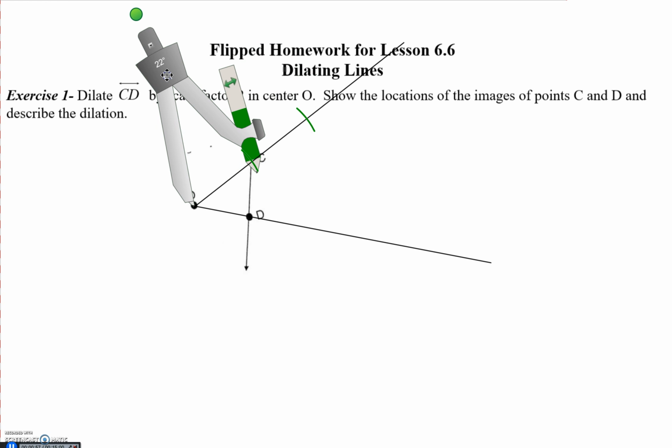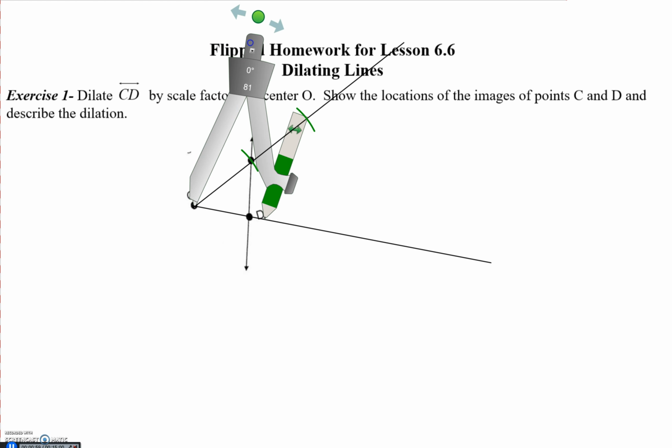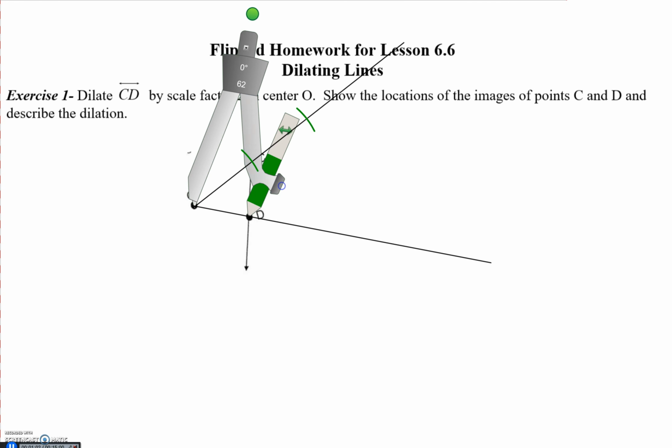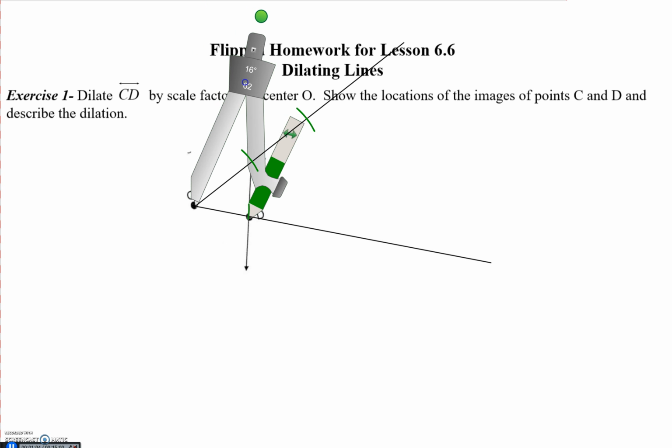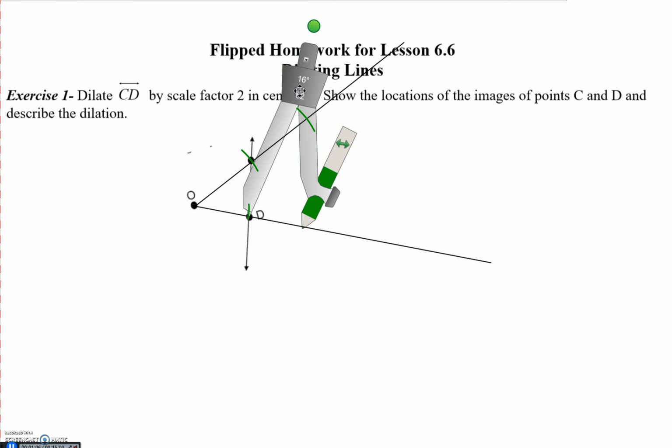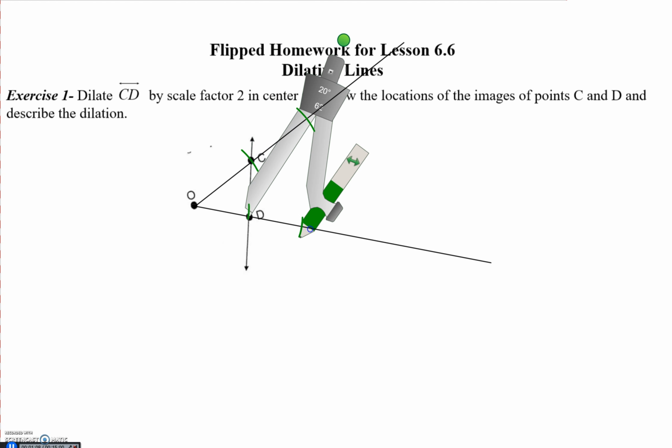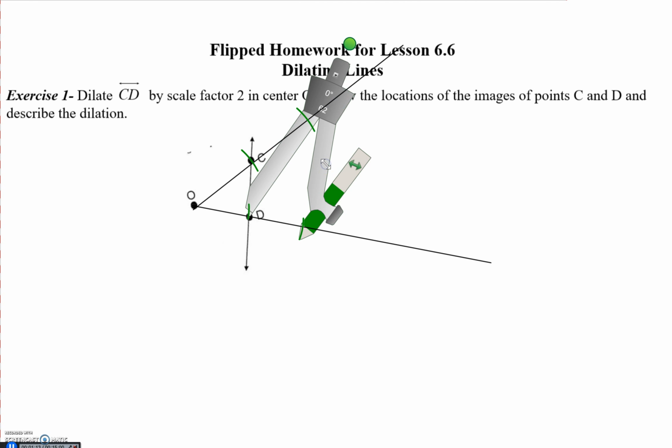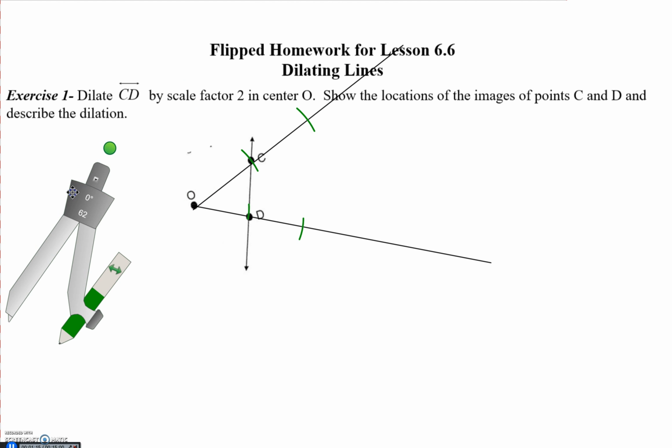Now we're going to repeat the steps from the center to D. So we're going to put our needle in the center, open it up to D, and make a marking. Then we're going to keep that same opening and carry over our marking, and we're going to do that twice. Now I'm going to move our ruler over.